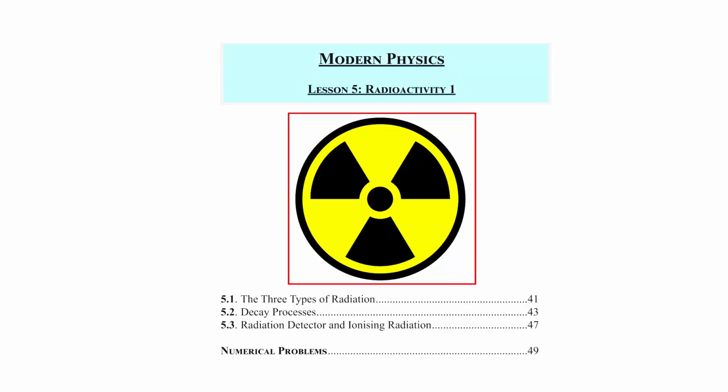Welcome to Modern Physics. We're on lesson 5 and we're going to talk about radioactivity 1. So in lesson 5 part 1, we're going to look at the 3 types of radiation. They're called alpha, beta and gamma. I'll tell you the story of where that came about.